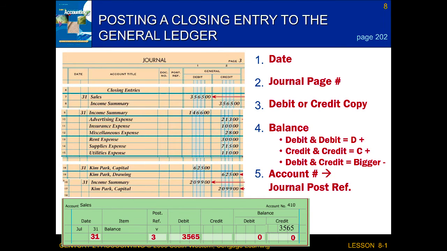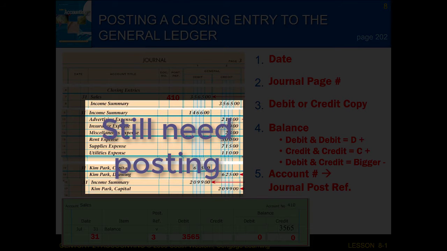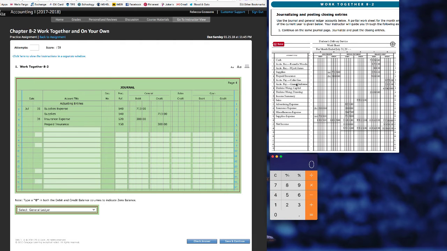Once that's done, the very last thing we have to do is take that account number and put it up in our journal to say, hey, this is where that number actually got posted to. And you would continue on down the line. So you would have to post income summary, all of your expenses, capital, drawing, income summary, and capital again. And we're going to practice that right now by doing the 8-2 working together.